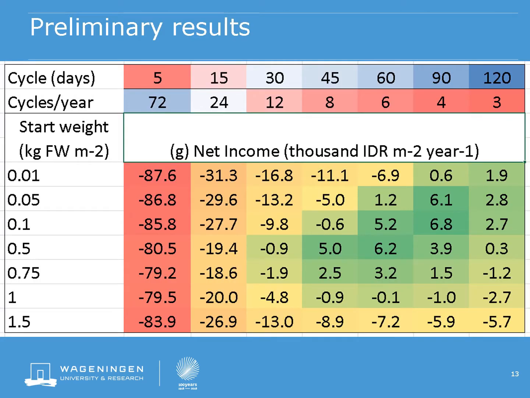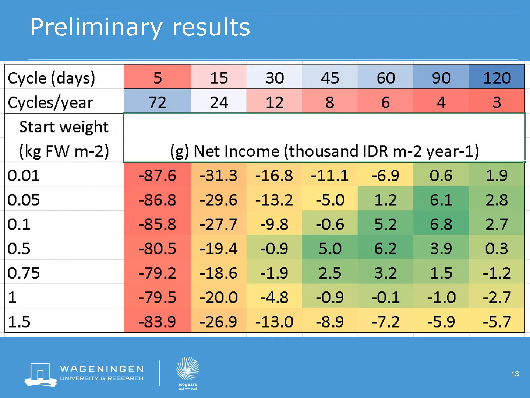Here we show some preliminary results of net farmers' income. We ran the model 49 times, with 7 different start weights, which you can see in the lines, and with 7 different cycle lengths, which you can see in the columns. The darker the color green, the higher the profits. This example suggests farmers can have the highest income with a cycle of 90 days and a medium replanting weight of 0.1 kilograms fresh weight per square meter.